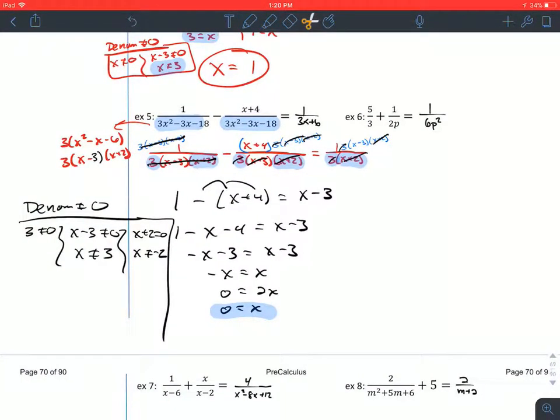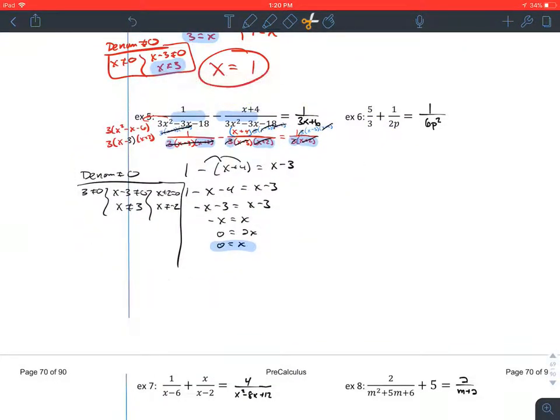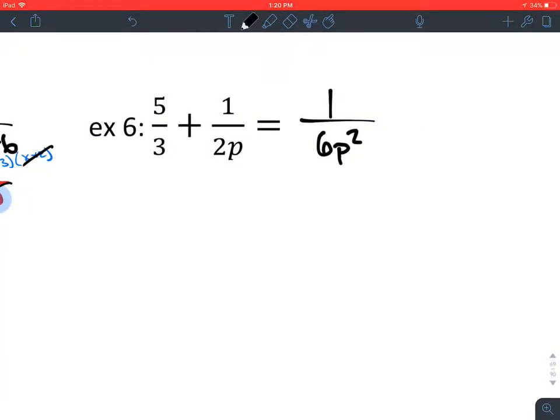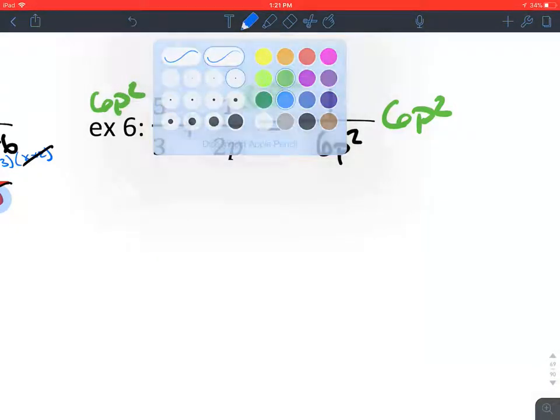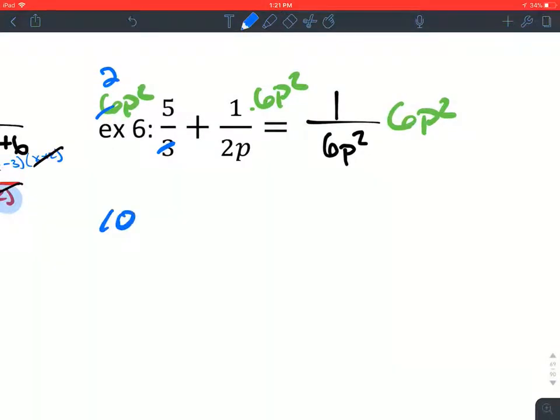Number 6. If we were to multiply every term by the most complicated denominator of 6p squared, that's going to fix this up and not have any more denominator. 3 goes into 6p squared 2p squared times. So we got 2p squared times 5, which is 10p squared.